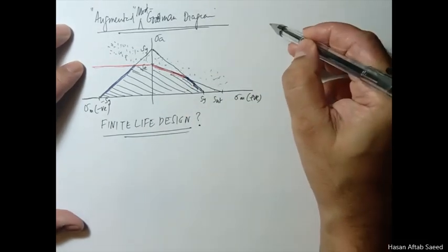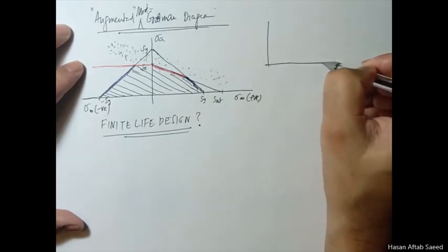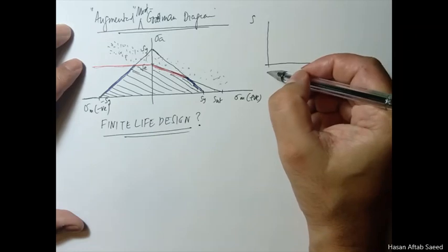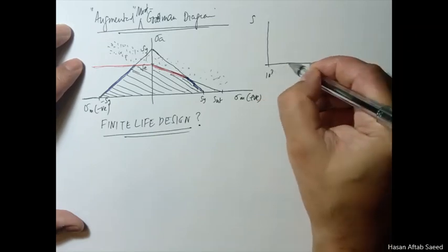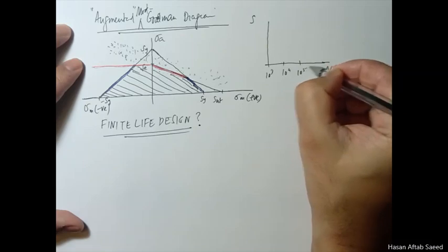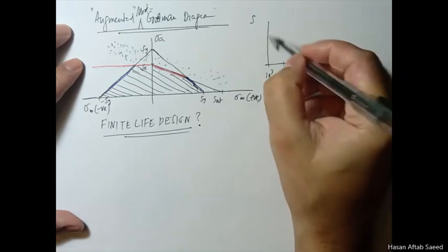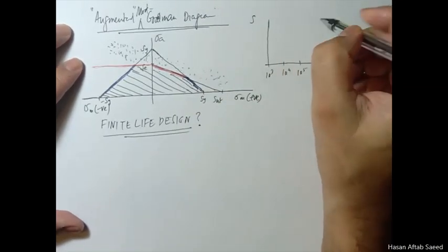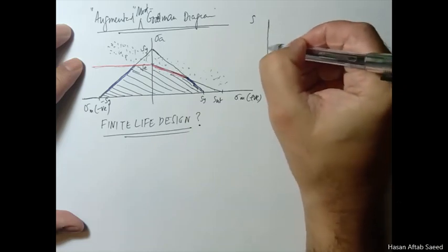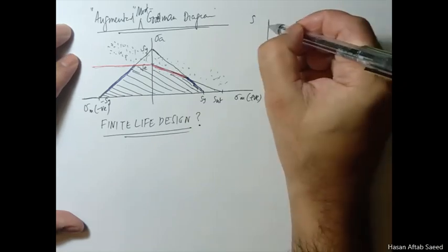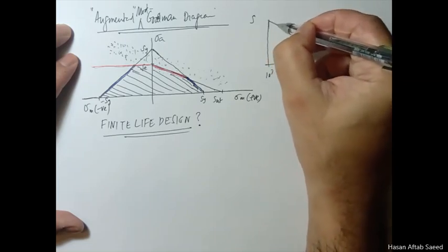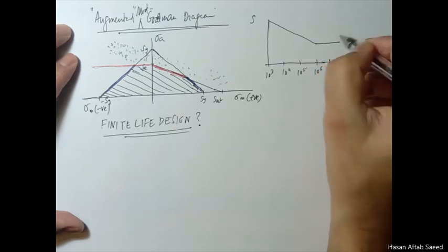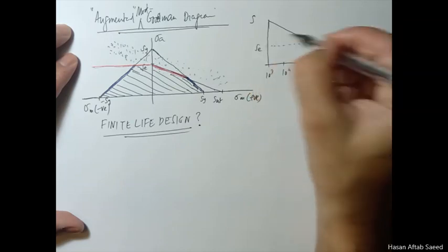Let's review this. You have this SN diagram, and I'm only going to draw this SN diagram from 10 raised to power 3 onwards, because before this it is low cycle fatigue, and we are not focusing on low cycle fatigue here. So now you have 10 raised to power 3, 10 raised to power 6, and your diagram is something like this. So here 10 raised to power 7, etc. Now this point is for infinite life, this is SE.